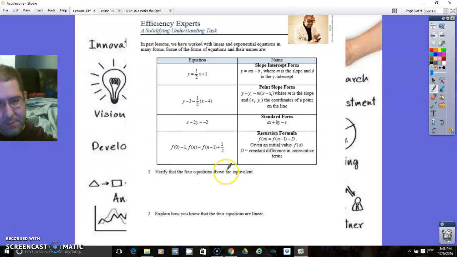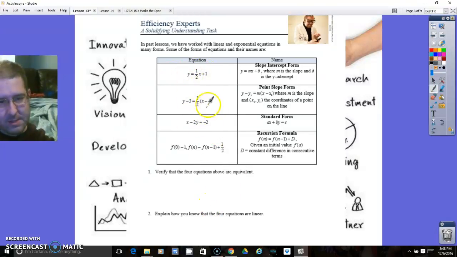Verify that the four equations are equivalent. Now, I could spend 10 minutes talking about just that, but I'm not going to do that. I'm going to very quickly show you that these are all the exact same thing. I can clearly show you that the recursive is the same as this, because it starts at 1, says it right there, and the rate is times a half. So it's very easy to show you that this and this are the exact same thing.